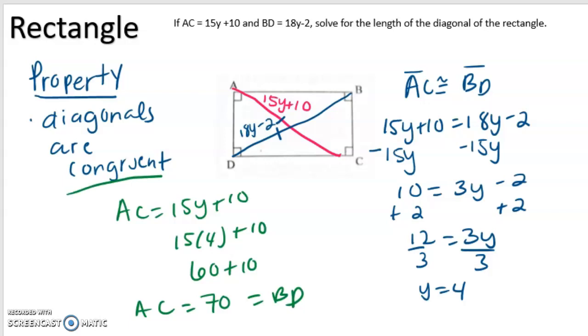So anytime you start these kinds of problems, ask yourself, what properties do I need to know? Is something congruent? Is something supplementary? And from there, it's just algebraic.